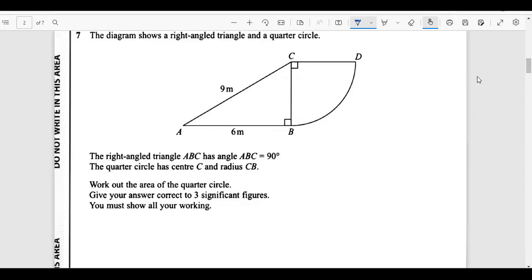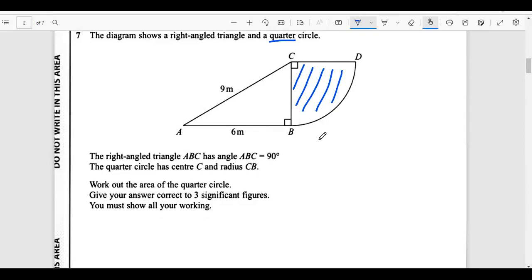All right, now this is an easy one. It says the diagram shows a right angle triangle and a quarter circle. The right angle triangle ABC has angle 90 degrees. The quarter circle has center C and radius CB. Work out the area of the quarter circle. So you need to find this area. I think you would be able to do it. This is easy.